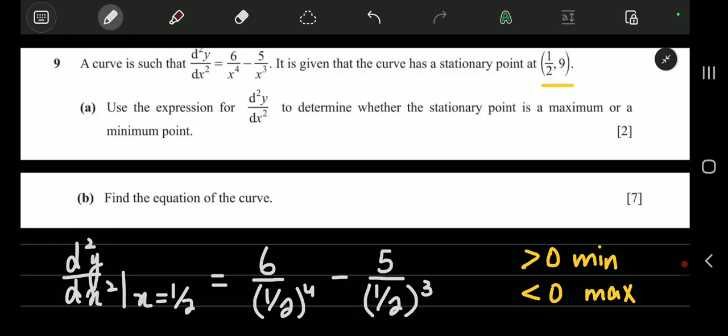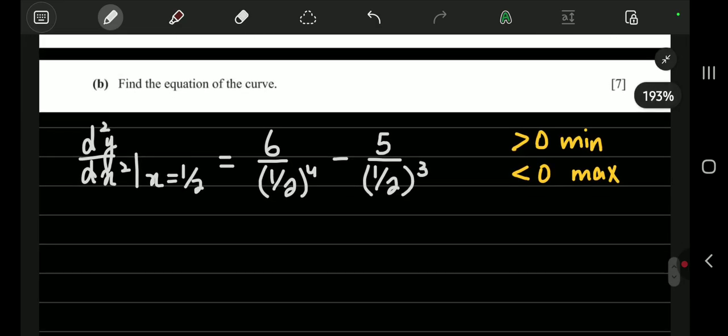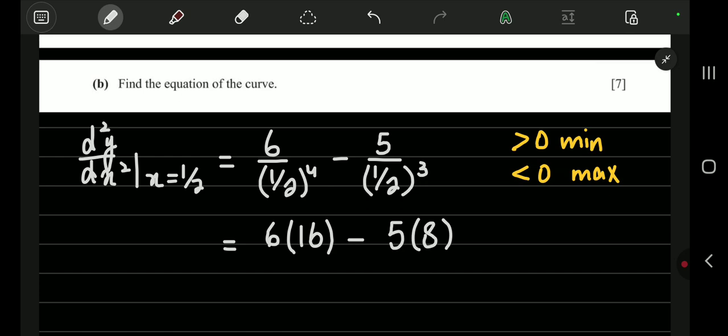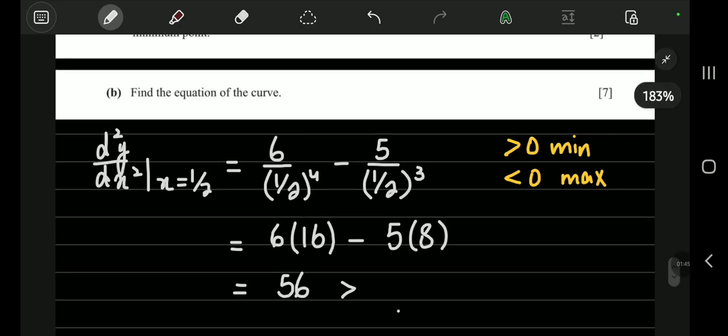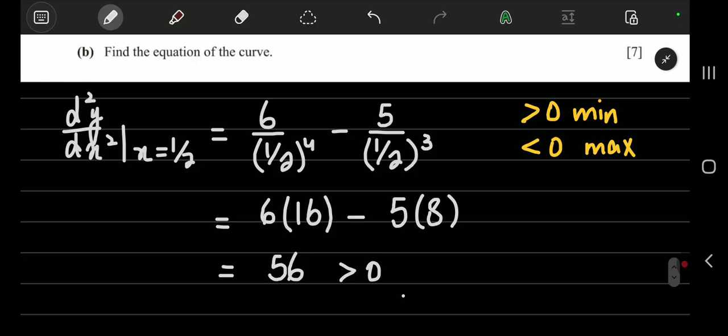Okay, so if you substitute these values, what you are getting: 6 times 16, since 2 to the power 4 is 16, minus 5 times 8. It is 6 times 16 and 5 times 8, not power. So this will be solved to give 56 as your answer. As this is positive, greater than 0, we have a minimum, so the nature of the stationary point is that we have a minimum.